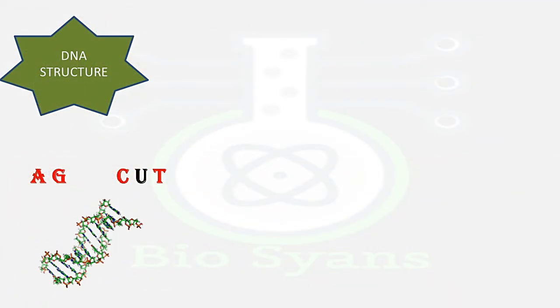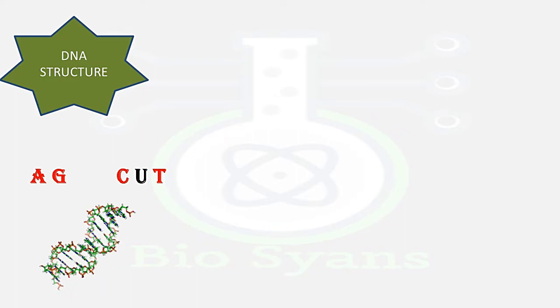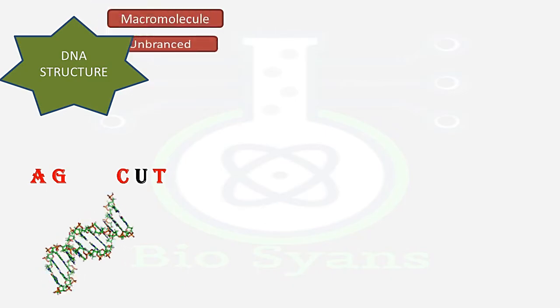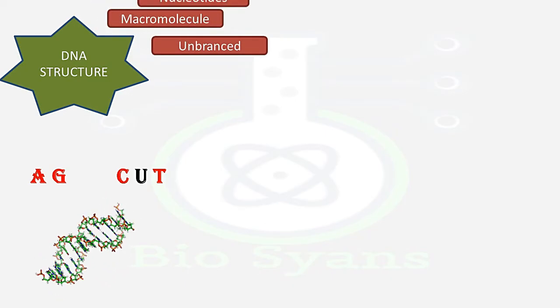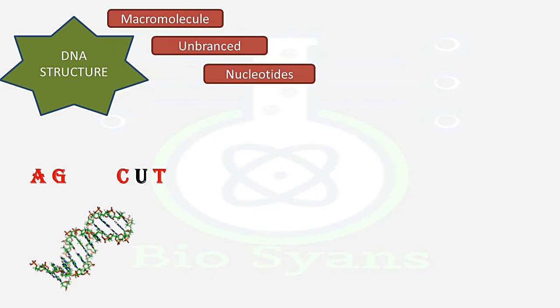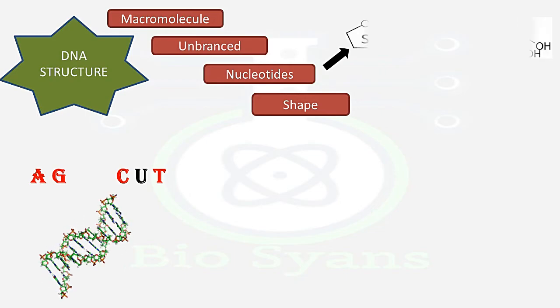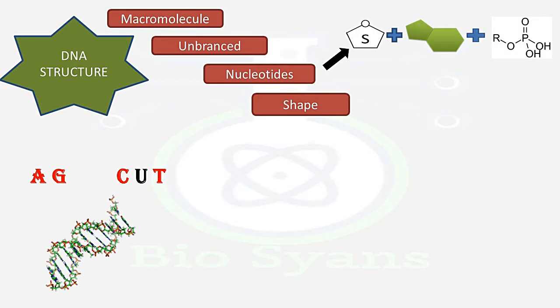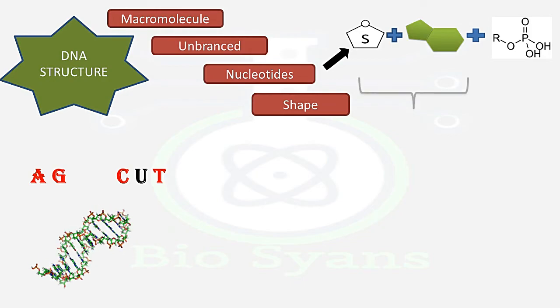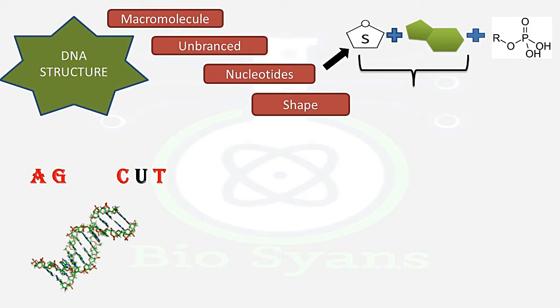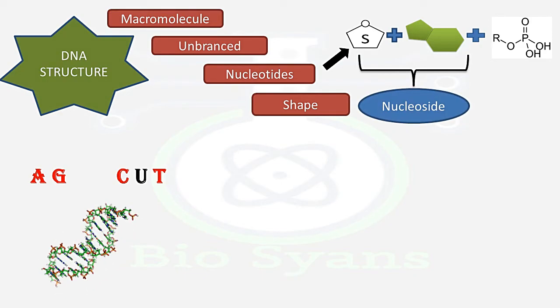So now let's come to the summary. What we learned today. We learned about DNA structure, which is a macromolecule, unbranched, having a monomeric unit called nucleotides, and shape, which is circular and linear. The nucleotide is composed of sugar, nitrogenous base and a phosphate group. Also, when there is a sugar and a nitrogenous base, it forms nucleosides.